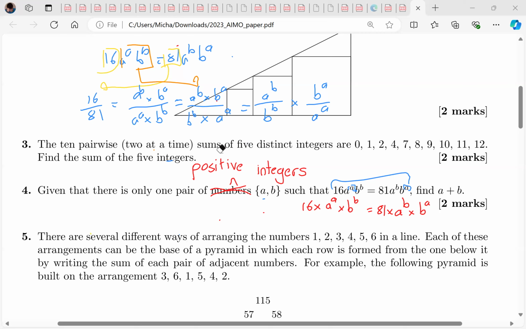Wait, so in your things, you just don't cancel it? You just make it A over B to the power of B minus A? Yeah. Well, it's the same anyway. Yeah. It just doesn't make sense, that's all. Oh yeah. I don't know.